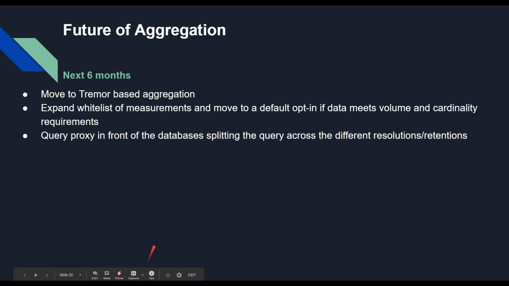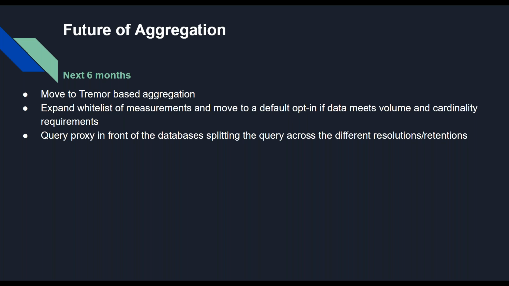And then the future of aggregation at Wayfair. In the next 6 months, we're going to be moving to Trimmer-based aggregation. Since we initially did this aggregation pipeline, the Trimmer tool has matured in a huge way, and Wayfair has actually open sourced that. If you're interested in taking a look at it as a tool for moving data around, you can visit the project at trimmer.rs.